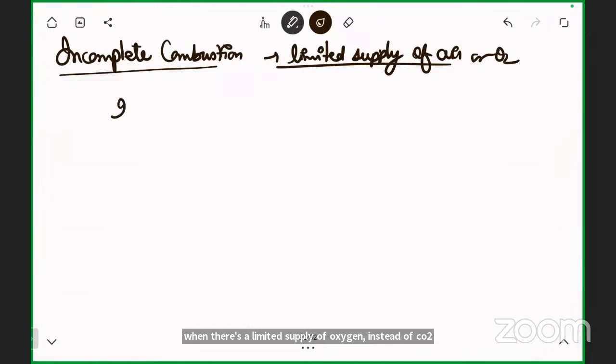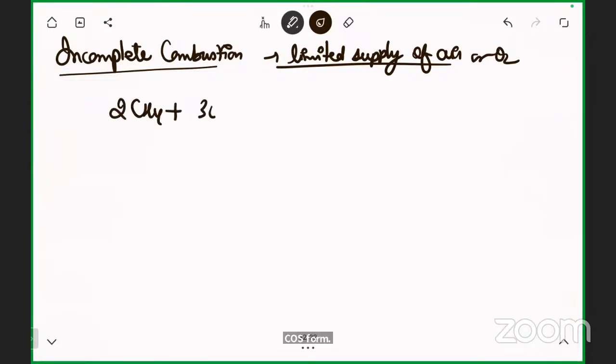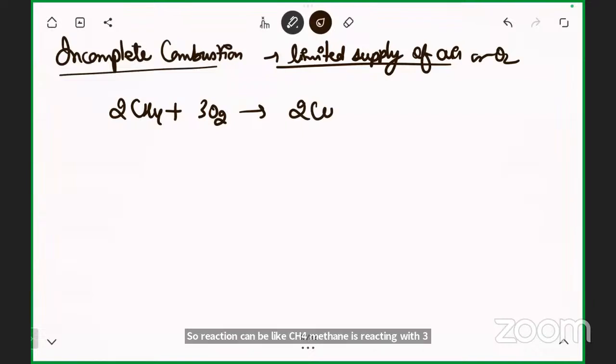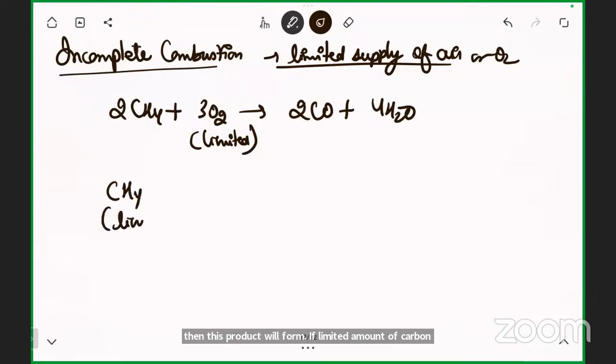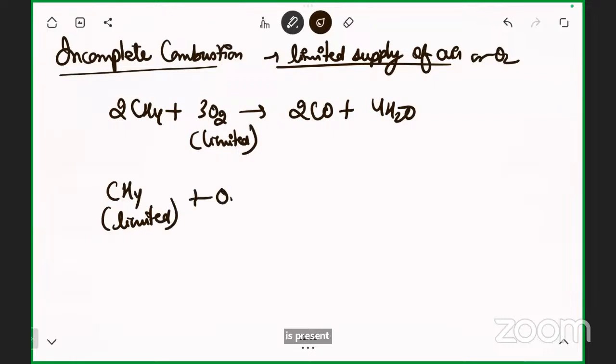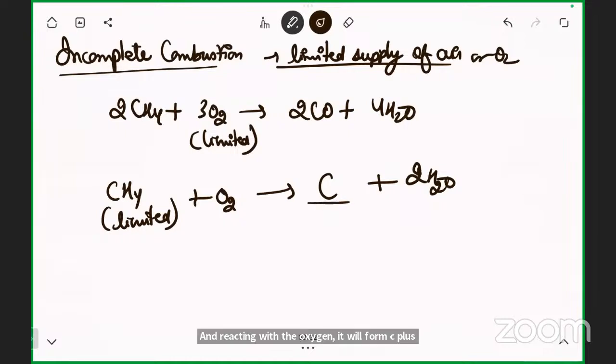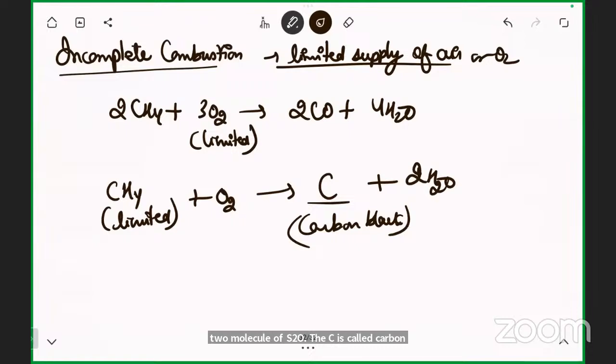The reaction can be like CH4, methane, reacting with 3 molecules of O2, forming 2 molecules of CO plus 4 molecules of H2. If a limited supply of oxygen is present, then this product will form. If a limited amount of carbon is present, reacting with oxygen, it will form C plus 2 molecules of H2O. This C is called carbon black. So sometimes you have to see which is in the lesser amount.